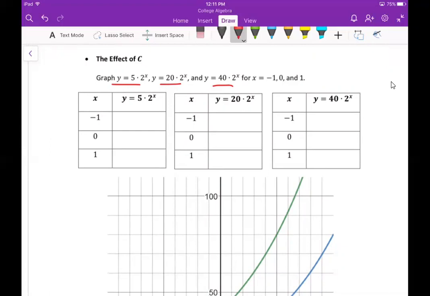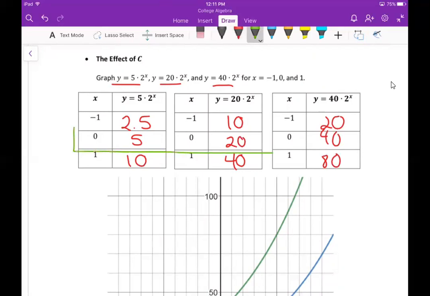With the first one, as you plug in x equals -1, you should get 2.5. x equals 0 is 5. We have that initial value of 5 here. And then we get 10 as we plug in 1. For a C value of 20 with the growth factor of 2, you get 10, 20, and then 40. And with a growth factor of 2 but an initial value of 40, you get 20, 40, and then 80. So right there, we can determine which graph is which by just looking at the initial value.